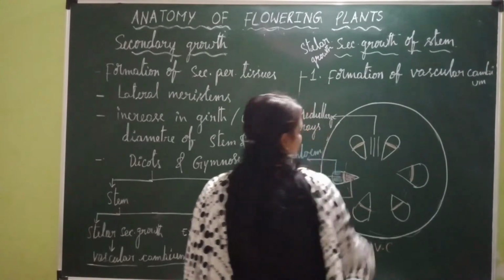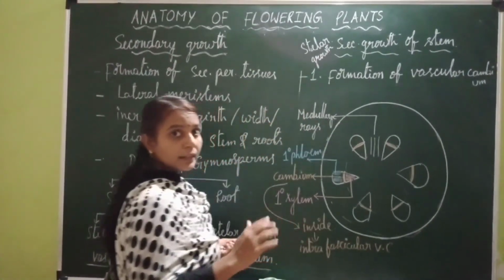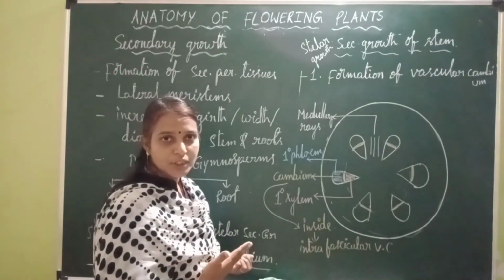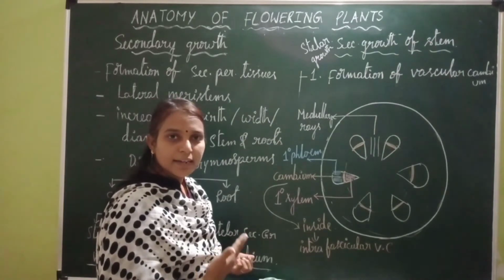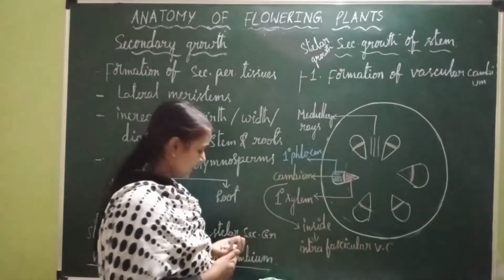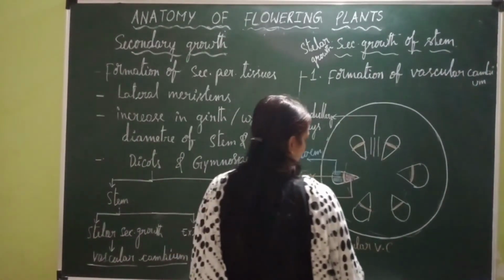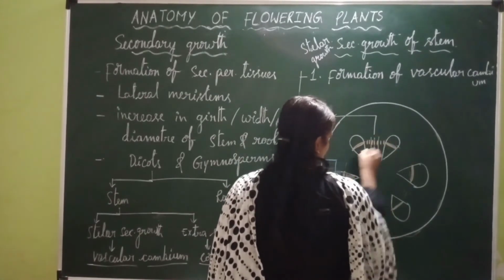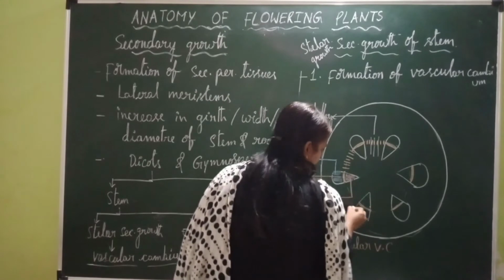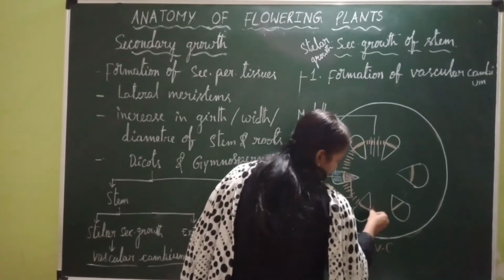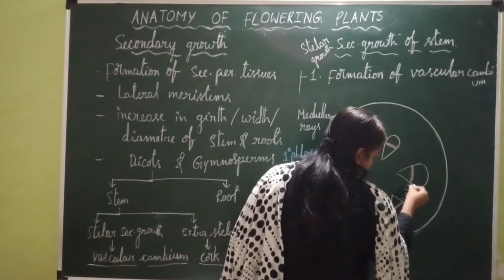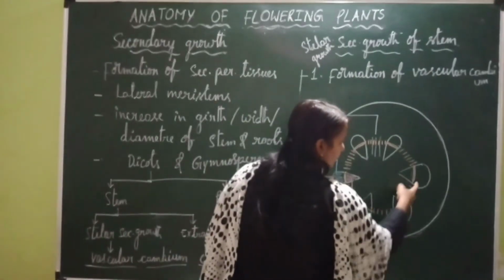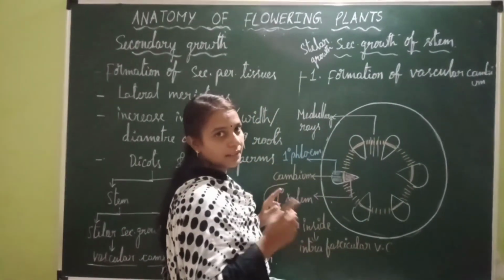Now, the parenchyma cells present in these medullary rays undergo de-differentiation. De-differentiation means they regain the capacity of cell division and get de-differentiated into lateral meristem, secondary meristem, that is interfascicular vascular cambium. So, here I am making interfascicular vascular cambium like this, which is formed between vascular bundles. So, between all these vascular bundles, interfascicular vascular cambium is formed. It is called interfascicular vascular cambium because it is formed between vascular bundles.